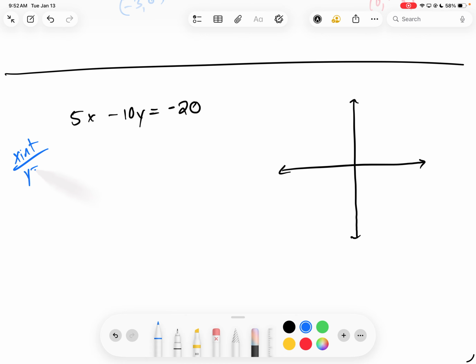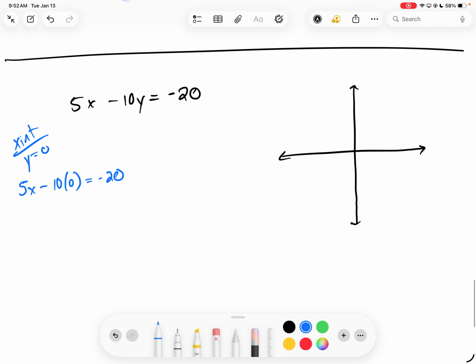So I make y be 0. So I have 5x minus 10 times 0 equals -20. 10 times 0 is just 0, that kind of goes away. So all I have left is the 5x on the left side. And then to get x completely by itself, I divide both sides by 5. So I get x equals -4. That's going to be the point -4, 0. So I'm going to go ahead and put that on my graph.